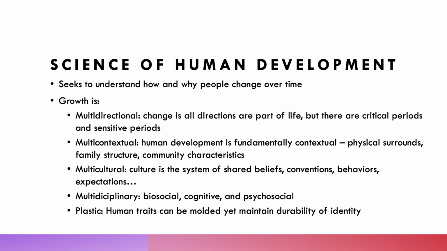Their development is impacted by their physical surroundings, their family structure, and their community characteristics. Some people would also say there is a social context because humans are intensely social creatures. And there are people that thought that might be a fourth category here.